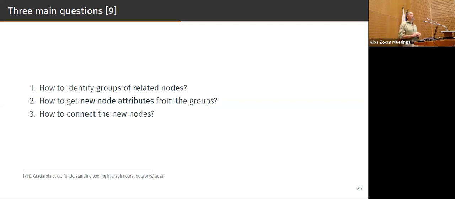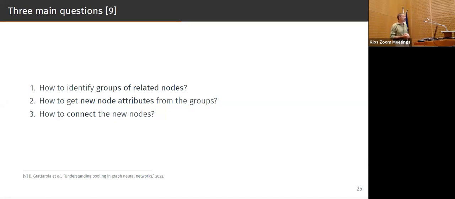Let me recap what we saw last time, yesterday. The very last point was the pooling operator. Recall that the goal of pooling is to shrink a graph. We have possibly a large or not so large graph, and our goal is to shrink it. Yesterday we saw three major aspects. The first one is how do we group together the nodes? So how do we do the aggregation?